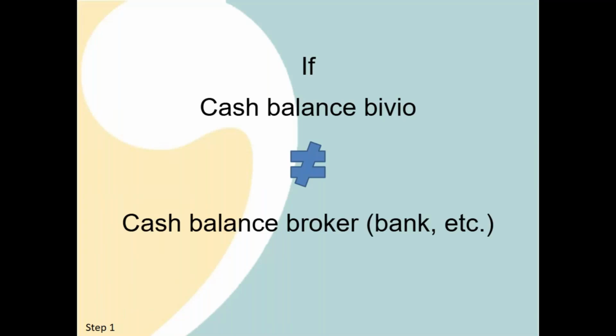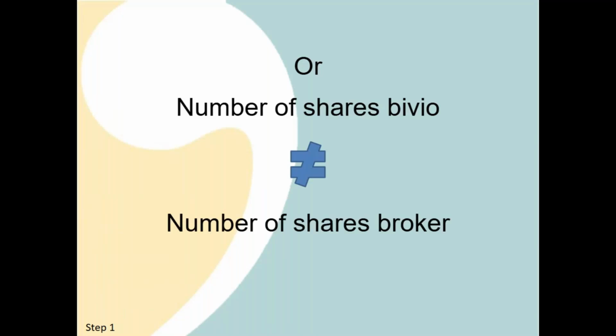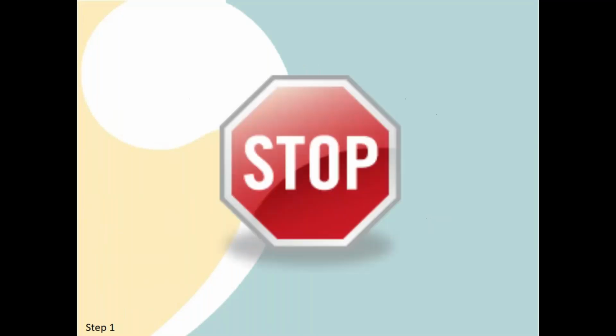I can't emphasize this step enough. It is a critical point. If the cash balances in bivio do not agree with the cash balances shown on your financial institution statements, and you don't have a valid reason, such as an outstanding check for this, or the number of shares of stock shown in bivio does not agree with the number of shares shown by the broker, go no further. You need to stop and find and fix the problem. Your taxes will be prepared using the bivio accounting information. There is no point in going any further if it's not correct.